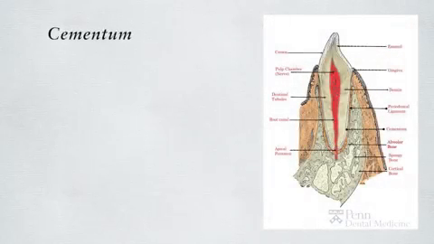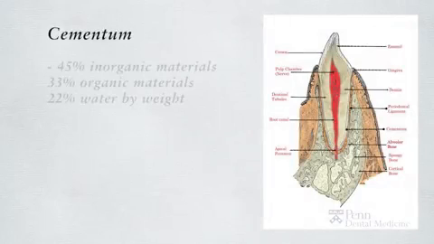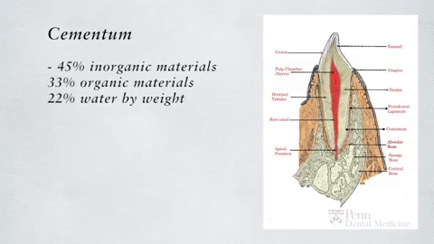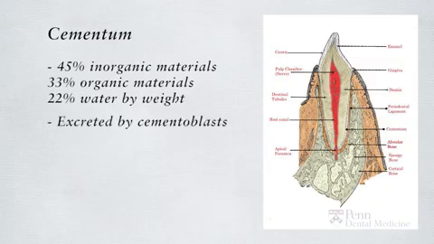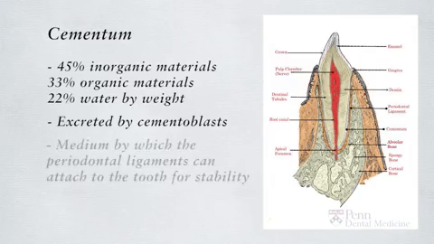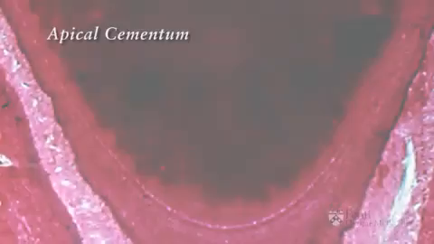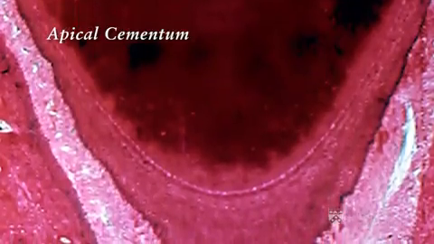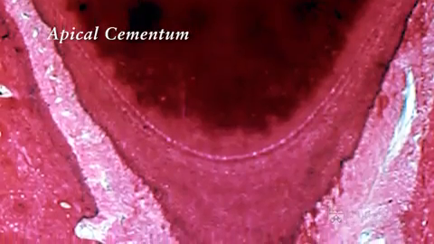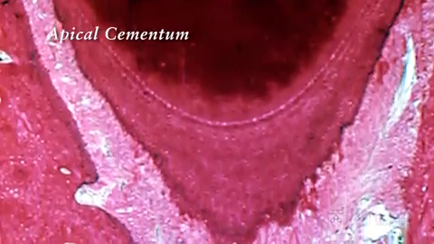It is a specialized bone-like substance. It is approximately 45% inorganic material, namely hydroxyapatite, 33% organic materials, and 22% water. Cementum is excreted by cells known as cementoblasts within the root of the tooth, and it's thickest at the root apex. The principal role of cementum is to serve as a medium through which the periodontal ligament can attach and render the tooth its stability. The cellular cementum is very active at the root of the tooth, and it compensates in length for the attrition of the tooth.